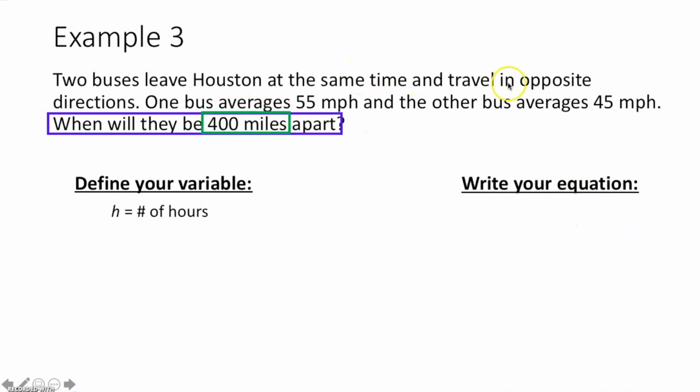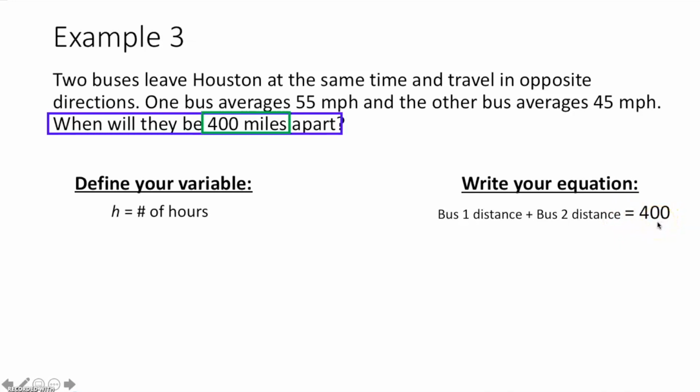Now it says they are traveling in opposite directions, and we want to figure out when will they be 400 miles apart. So what you know is that if they both start in the same point and travel in opposite directions, one's going to have one distance from the starting point and the other is going to have another distance from the starting point. In order to be 400 miles apart, we have to add those distances together and set it equal to 400. So it's going to be the bus 1 distance plus the bus 2 distance from the starting point is equal to 400. Sweet, now we got that.